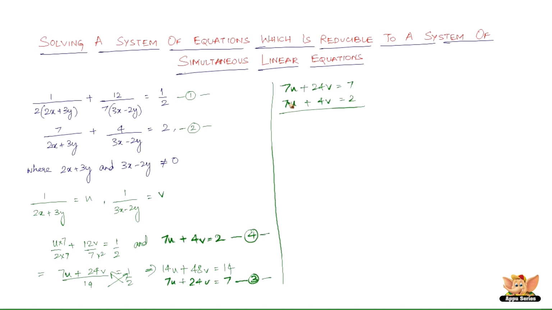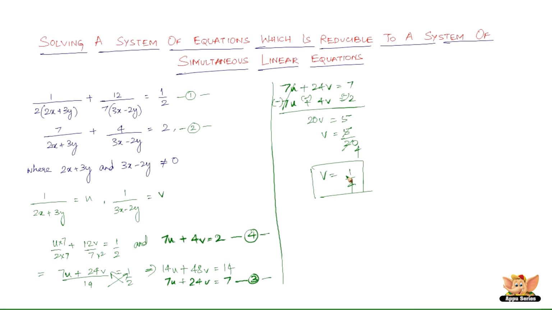Here the coefficients are already equal, so I don't even have to equate, I just have to subtract. Let us subtract this equation from this. The u terms cancel, so all we are left with is 20v, because 24v minus 4v is 20v, equals 7 minus 2, which is 5. So v equals 5 divided by 20, which makes v equals 1 by 4. We found the value of v, which is definitely not the end of it.